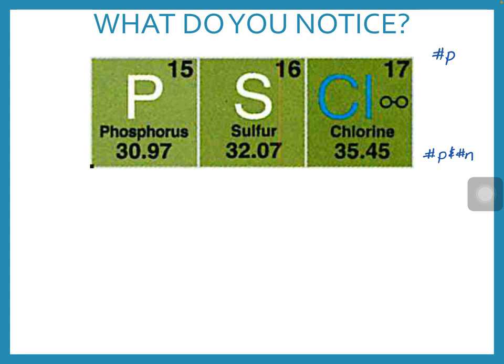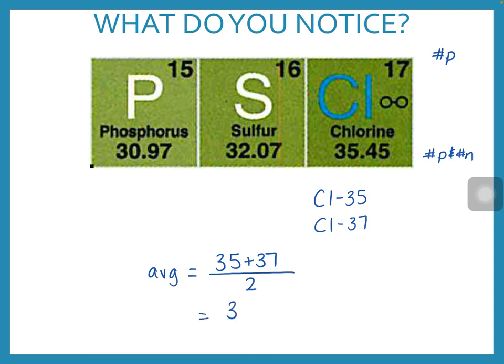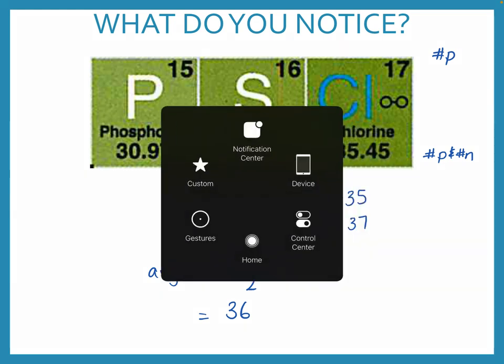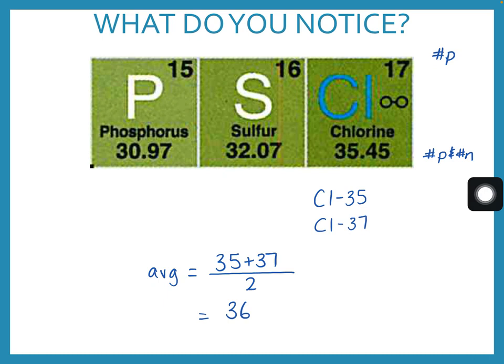And if I look at chlorine, chlorine has isotopes 35 and 37. And if I were to just calculate an average of 35 and 37, I have 2 different things I'm calculating there, so I'm going to divide by 2. The average there would be 36. Yet the average in the periodic table, so the atomic mass there, is not 36. And that's because I don't have equal amounts of each of those isotopes.